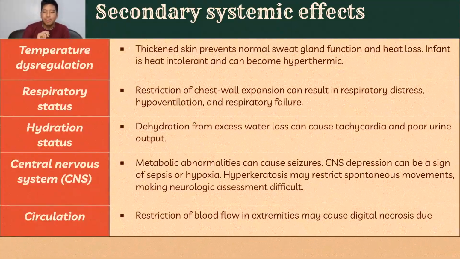How? Well, the metabolic abnormalities can cause seizures. CNS depression is itself a sign of sepsis or hypoxia. And lastly, the hyperkeratosis may restrict spontaneous movements, making neurological assessment of reflexes difficult. Lastly, circulation is also negatively impacted. How so? Well, the restriction of blood flow due to the keratinous plates, once again, in the extremities may cause digital necrosis and limb death.